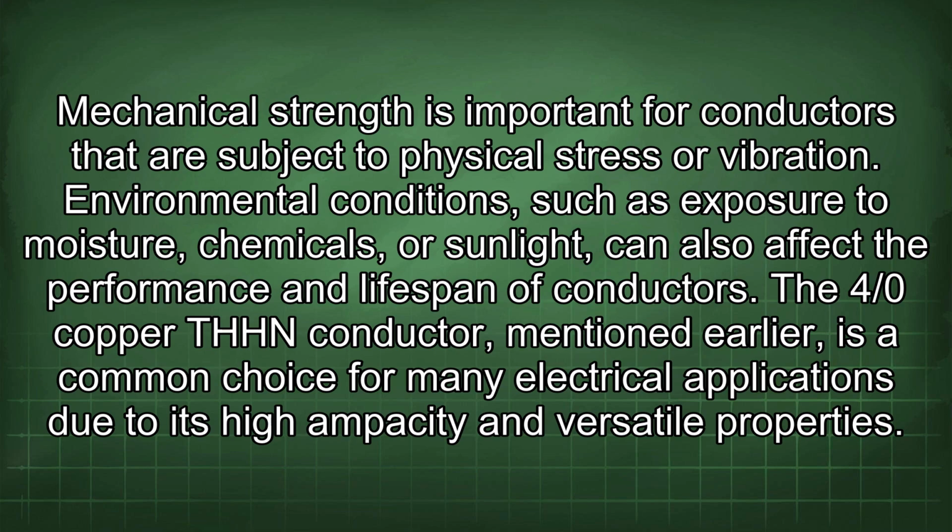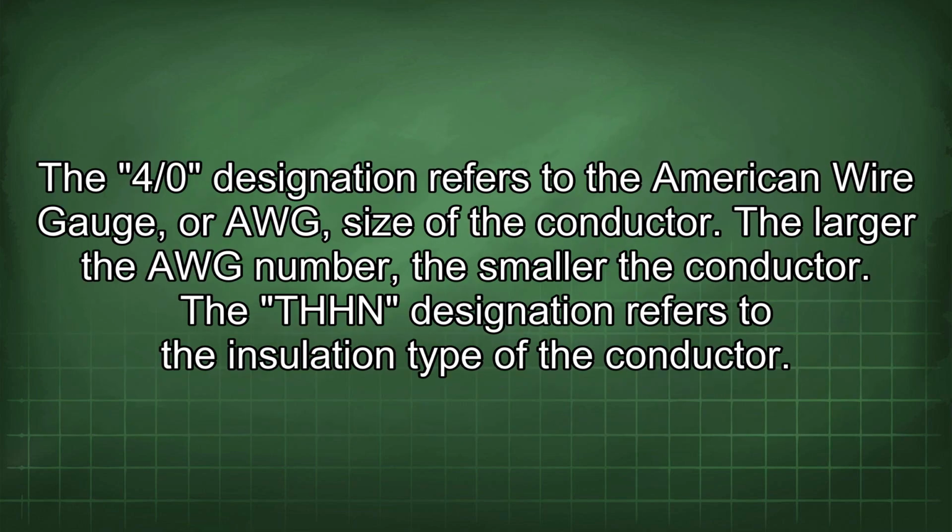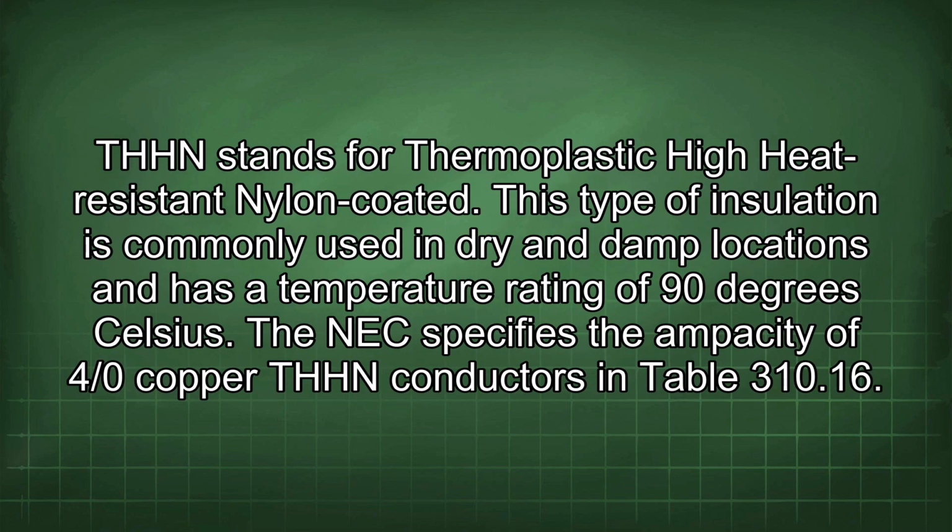The 4/0 copper THHN conductor mentioned earlier is a common choice for many electrical applications due to its high ampacity and versatile properties. The 4/0 designation refers to the American wire gauge, or AWG, size of the conductor. The larger the AWG number, the smaller the conductor. The THHN designation refers to the insulation type of the conductor. THHN stands for thermoplastic high heat resistant nylon coated.